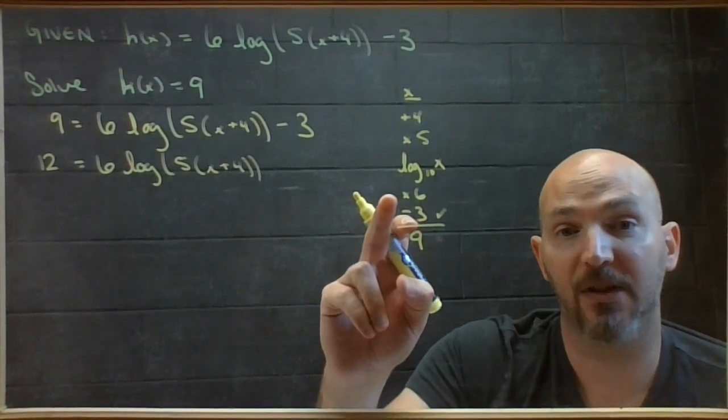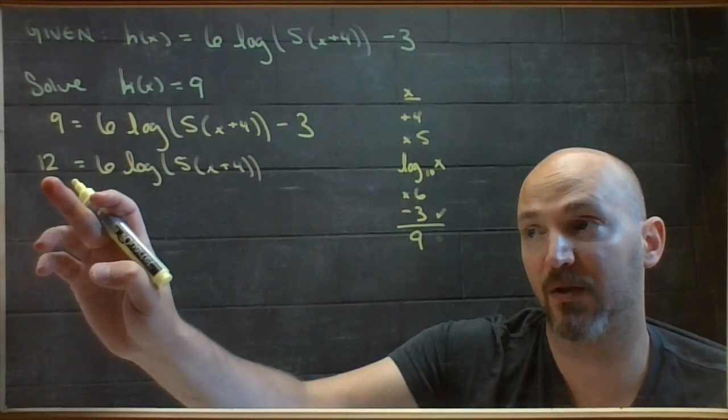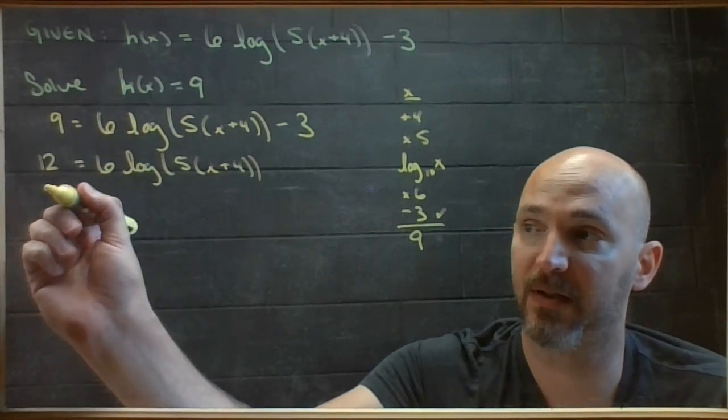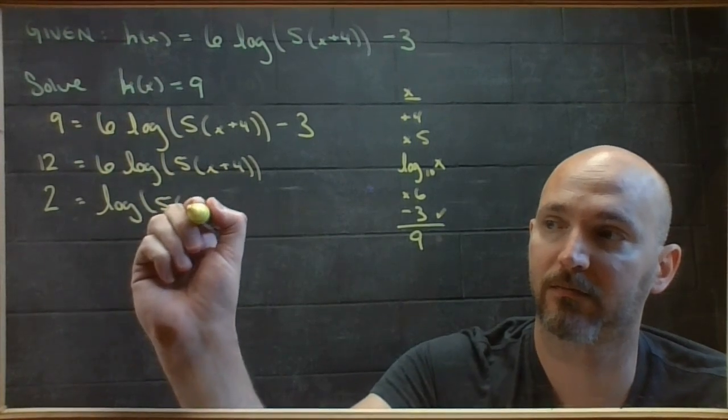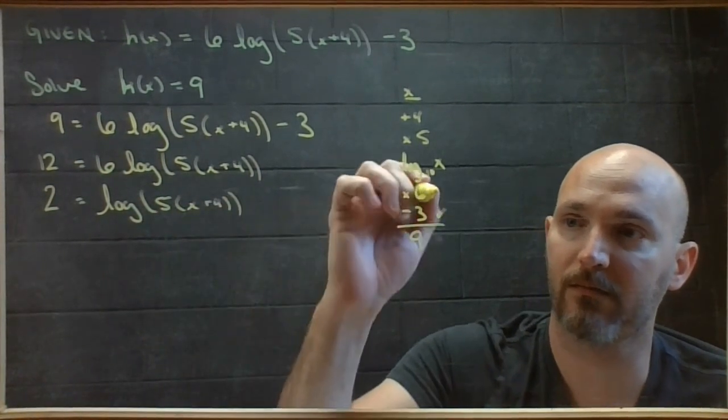You break multiplication with division, so I'm going to need to do 12 divided by 6, which gives me 2. Check.